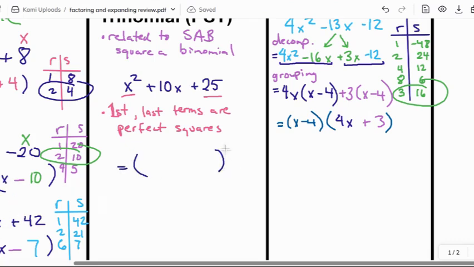Well, watch this. I'm just going to have one bracket, and it's a one-stepper. Take the square root of the first term. What's the square root of x squared? It's just x. Take the square root of the last term. Well, that's just 5. And then I need to put a plus or minus here, so that's when I look at the middle term. Whatever my middle term sign is, that's what goes inside the binomial.